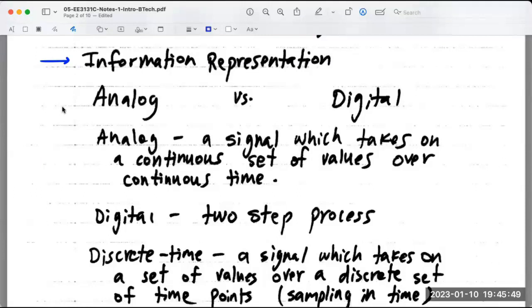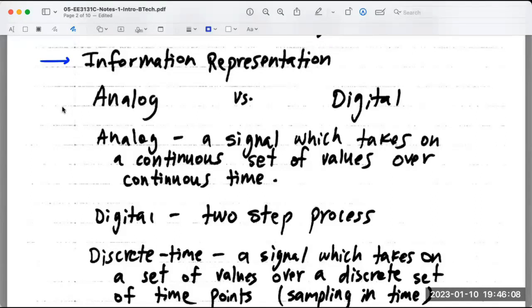So when you receive something, it's an analog signal. When you transmit something, it's an analog signal. There's no way about it. You don't transmit ones and zeros. You transmit analog signals. What is different in analog and digital systems is how information is represented.